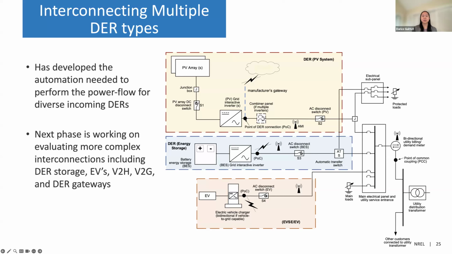When you have multiple types of DERs, there's more complexity in their configuration and their behavior. They can follow different schedules with different power control systems. And so we need to model and understand the impact of these systems with multiple DER types in order to interconnect safely.